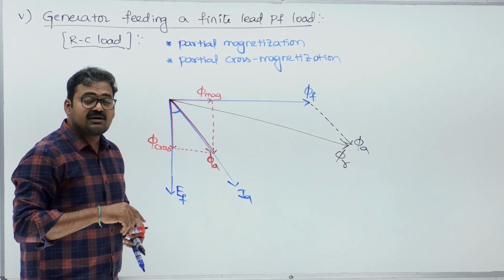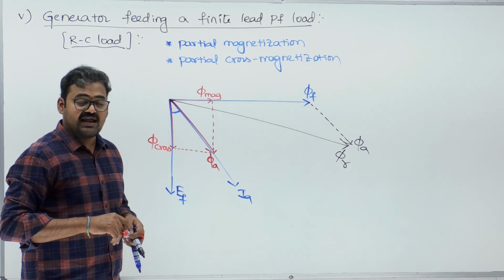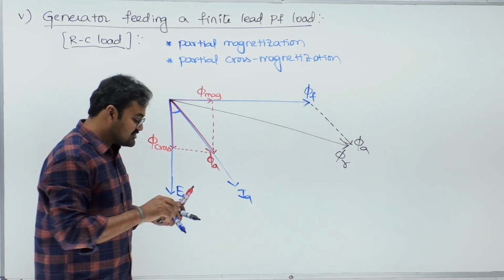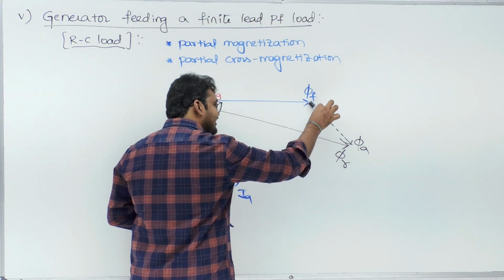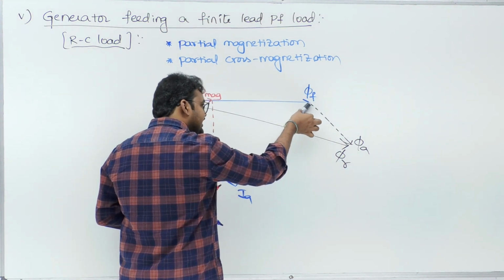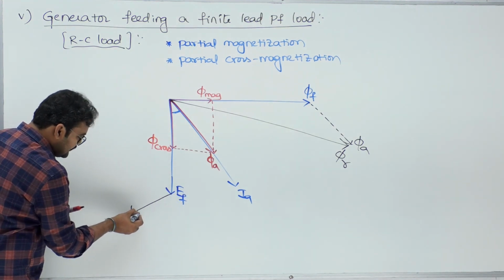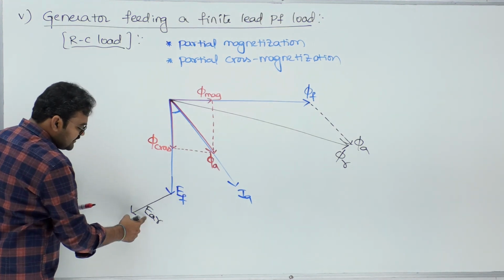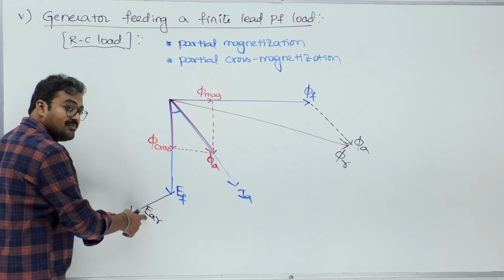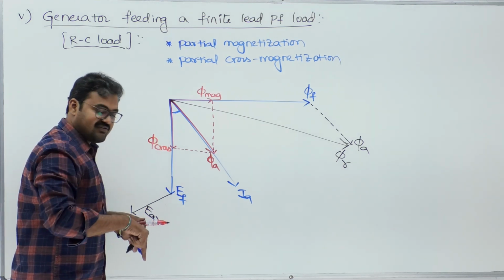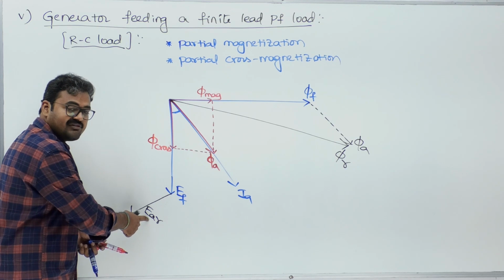I told you induced EMF will always lag the flux. Lag means you must move in clockwise direction. So this is armature flux. Move in clockwise direction by 90 degrees, I will get EAR. What is meant by EAR? This is the induced EMF in armature winding due to armature flux. So therefore, it is a self-induced EMF.